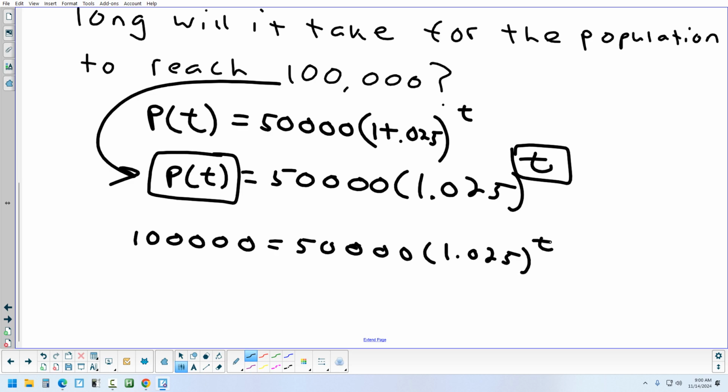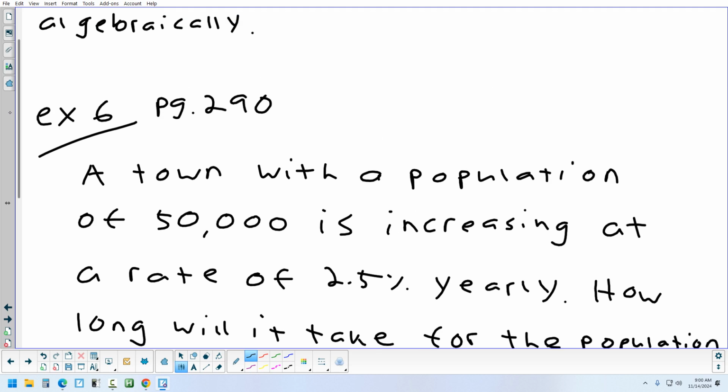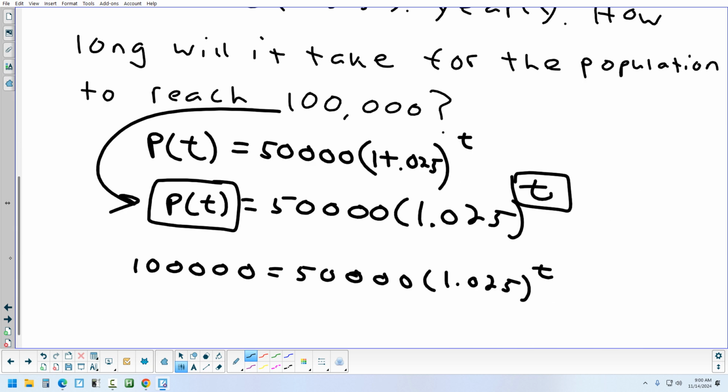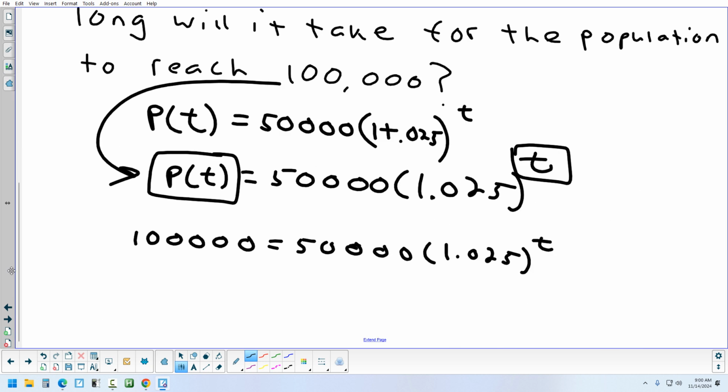So now we're trying to get T by itself, and we're trying to do it algebraically. What could I do on both sides? At least it would make numbers a little smaller. It still doesn't get T by itself, but we did this graphing it too. Yeah, divide by 50,000. Right, we can divide each side by 50,000. So 100,000 divided by 50,000 gives me 2 equals 1.025 to the T.